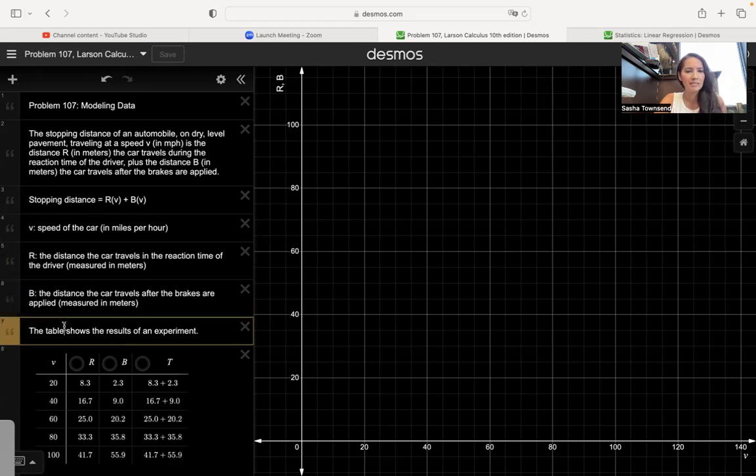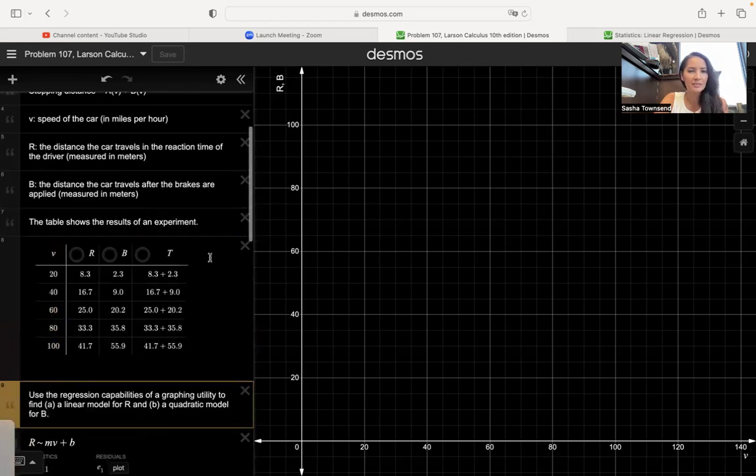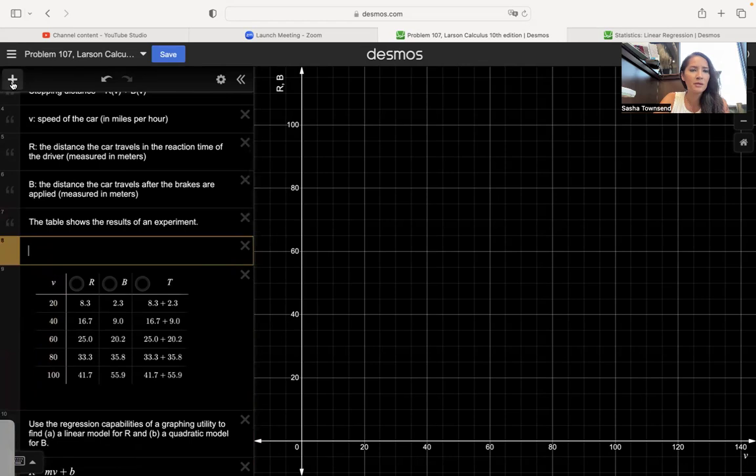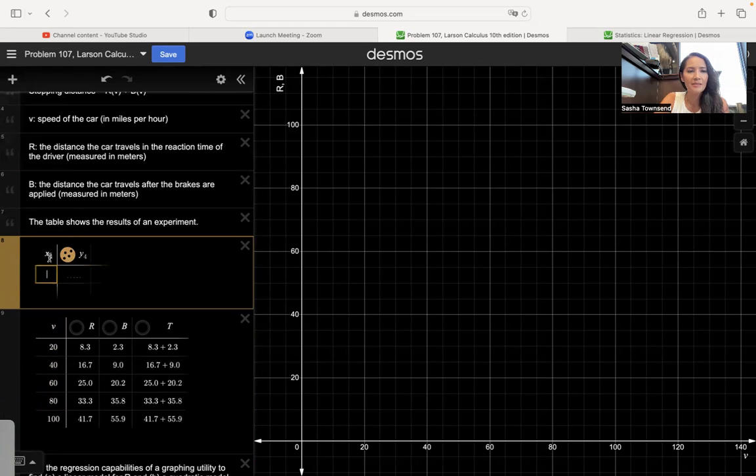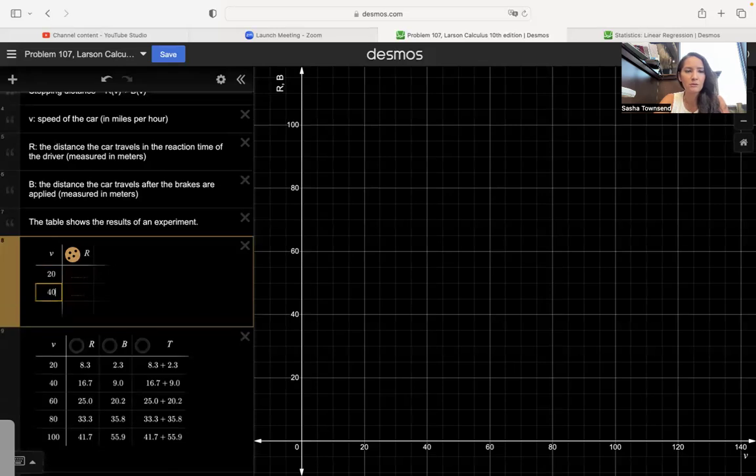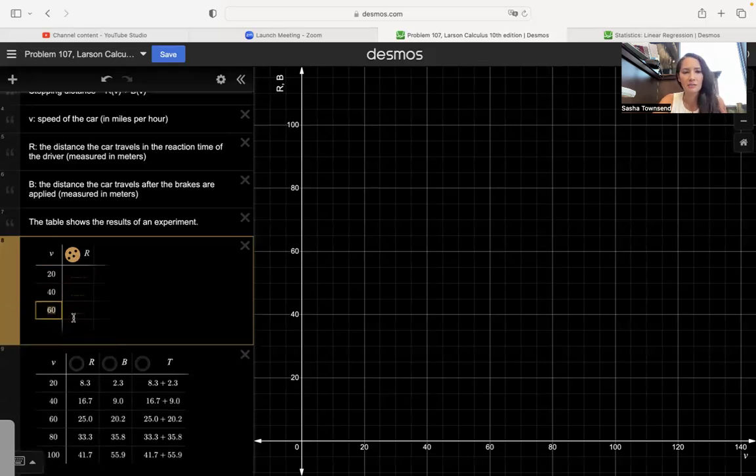And then it says the table shows the results of an experiment. All I did to create this table was go up here to this little plus sign and then choose table from the list. And then you can change this variable here to V. That's what I did. And then change this variable to R. And then just type in your values. So you'd use V equals 20, V equals 40, and all of this is in the textbook. You just type it in for V and R. You can also do this on a TI calculator, but I like using Desmos because it's free.